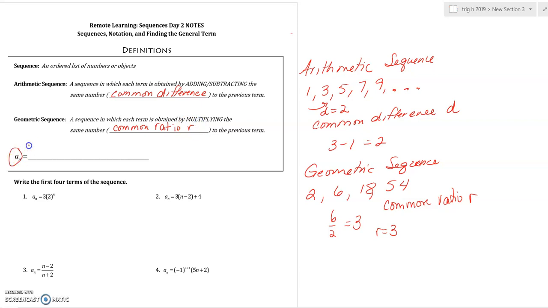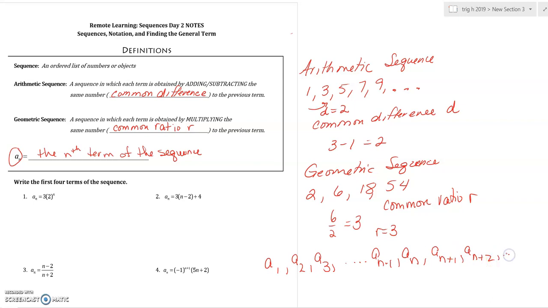So let's talk about notation now. A sub n means the nth term of the sequence. Let's say I have a sub 1, that's the first term, then a sub 2, that's the second term, then a sub 3, that's the third term. Way out here, I might have the nth term. The term preceding the nth term is a sub n minus 1. The term right after it is a sub n plus 1. A sub n plus 2 would be after that, etc. Before the a sub n minus 1 term, you would have the a sub n minus 2 term. So that's what the notation means.